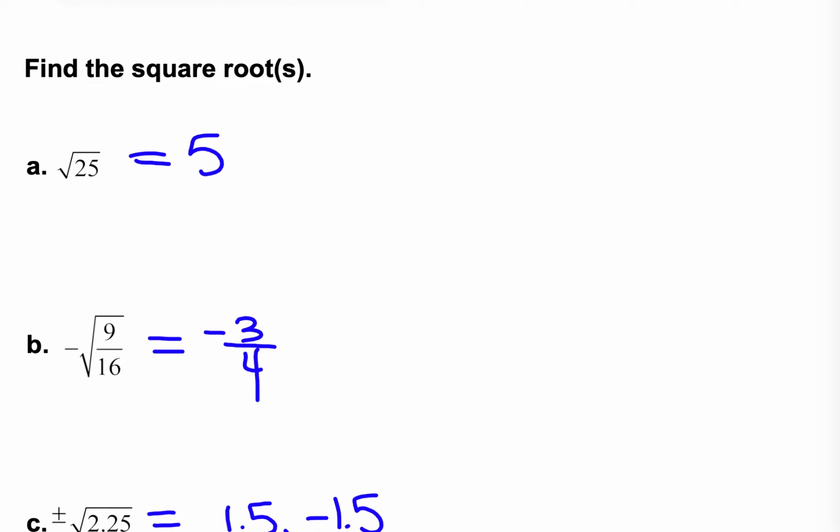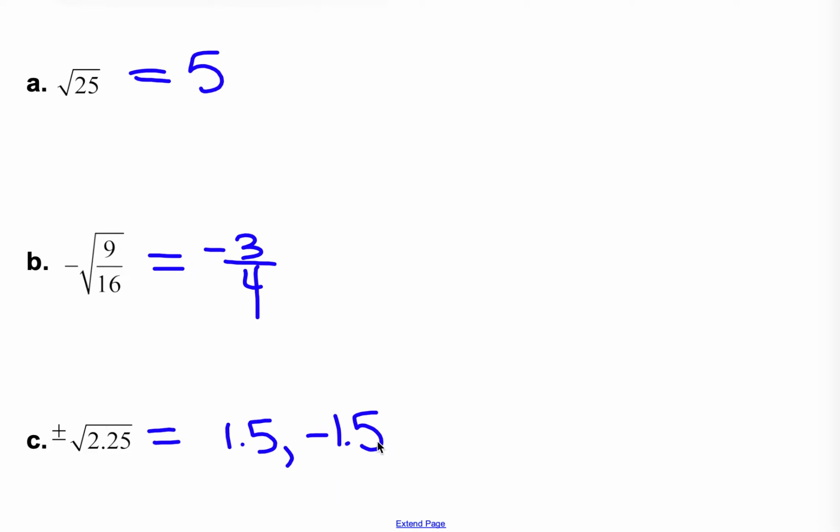Okay, so anyways, for that one, I ended up getting 1.5 and -1.5. With decimals, you got to do a little guess and check, or things that are not perfect squares. You'll have to do a little guess and check sometimes.